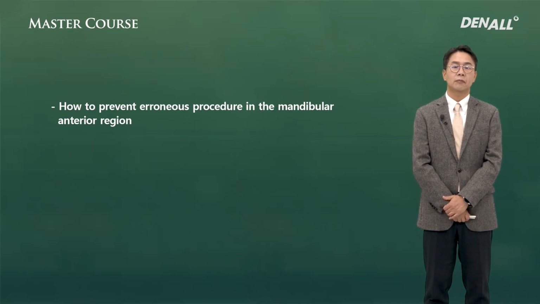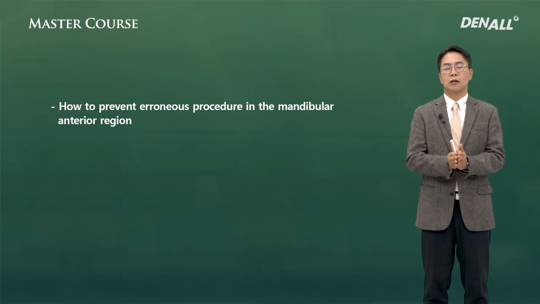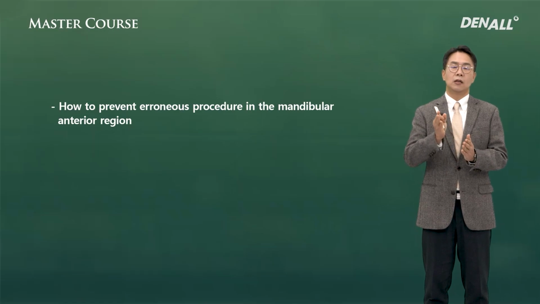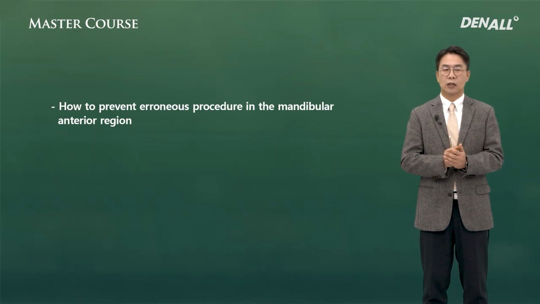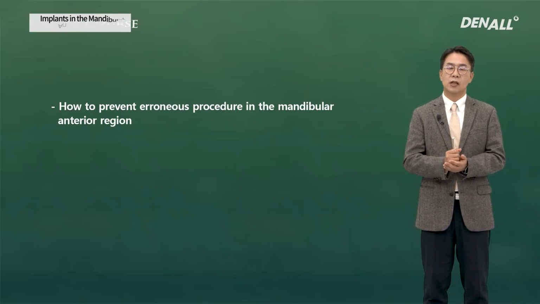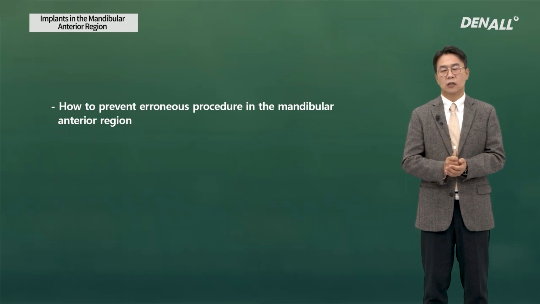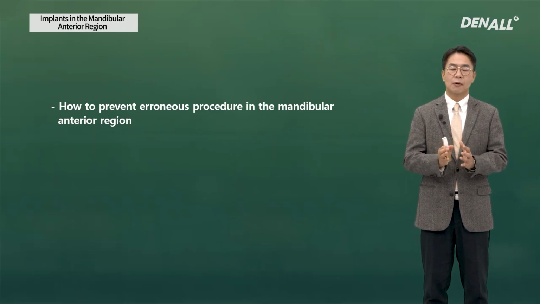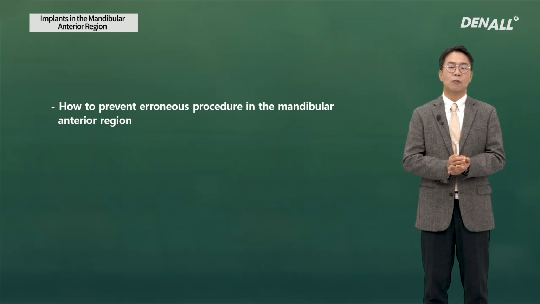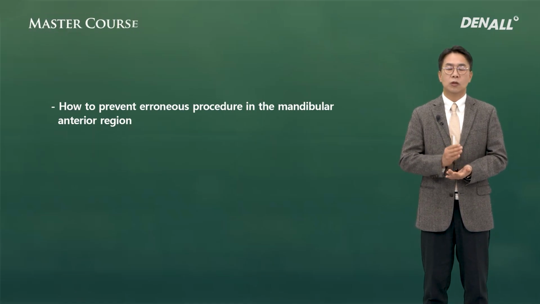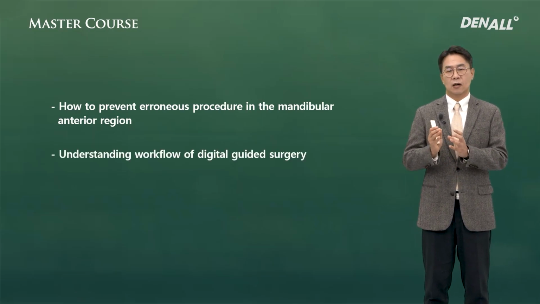Summary. The characteristics of mandibular anterior: it has very narrow ridge and concavity. Accurate drilling is very important. Drilling can have a lot of errors, so you need to understand how to reduce the errors. One of the ways to reduce the error is the guided surgery.